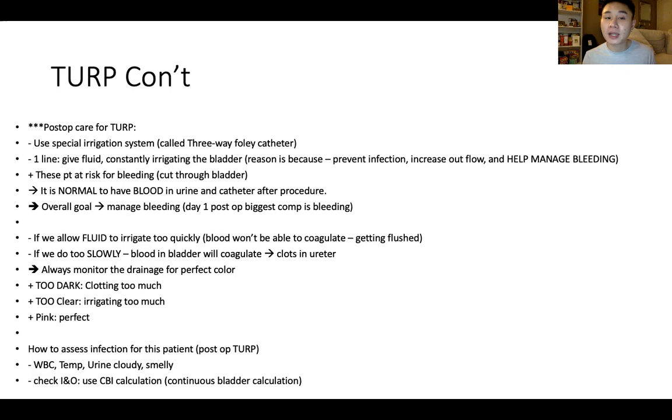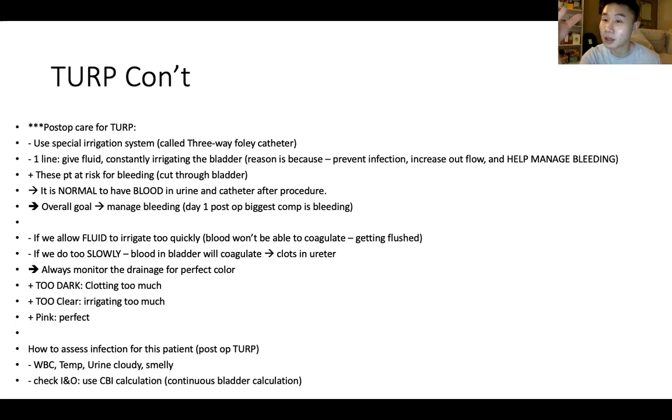This patient is at risk for bleeding because, again, we cut through the bladder. So it is normal to have blood in the urine and catheter after the procedure, okay? It is normal to have blood. The overall goal is to manage bleeding, because on day one post-op, the biggest complication is bleeding. If we allow the fluid to irrigate too quickly, the blood won't be able to coagulate and gets flushed constantly, so the site won't heal. So we have to irrigate at a rate that is slow enough that the blood doesn't get flushed away. But if we go too slowly, the blood in the bladder will coagulate and form clots in the ureter.